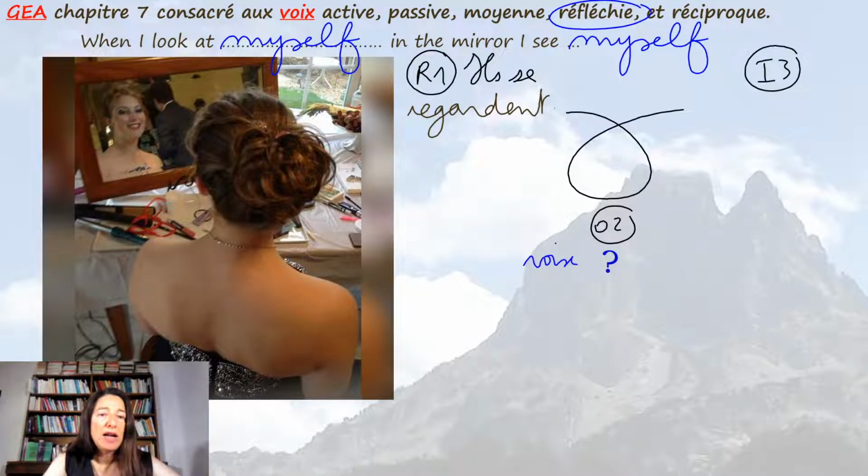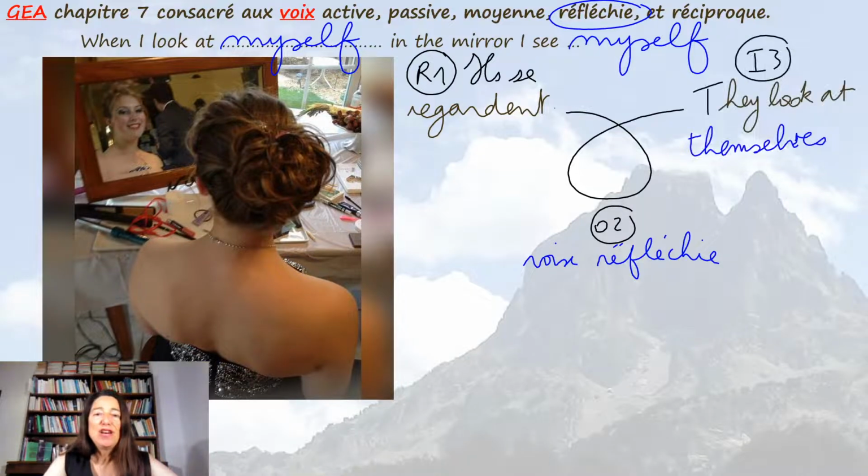And il se regarde, which voice is this? Again, this is the reflexive voice. And how are we going to translate this sentence into English? So that's the French, that's the understanding of the sentence, the analysis that we can make of the meaning, and then we're ready to translate by they look at themselves.